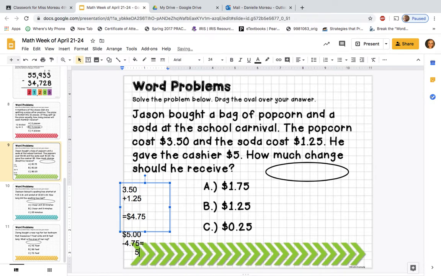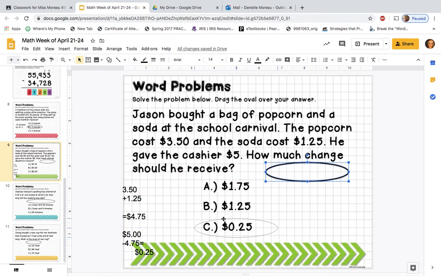So 10 take away 5 would equal 5. 9 take away 7 would equal 2. Put my decimal. And then this is now a 4 because remember we had to regroup. So that would equal 0. So that means that he would get 25 cents back in change, okay? So the answer would be C, 25 cents, because the $5 that he gave the cashier minus the $4.75 he spent equals 25 cents. So that would be his change.